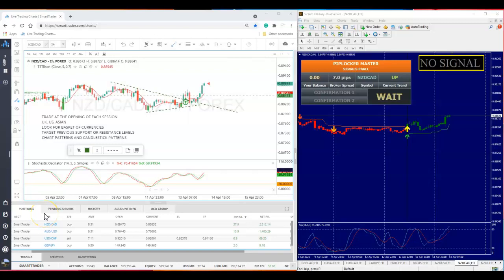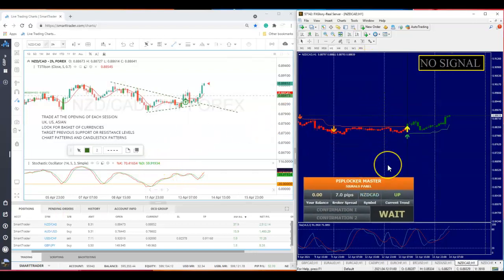Traders, Roberto here. Here's another tutorial on the pip blocker and Forex trend rider indicator. I'm just going to show you how I use them.